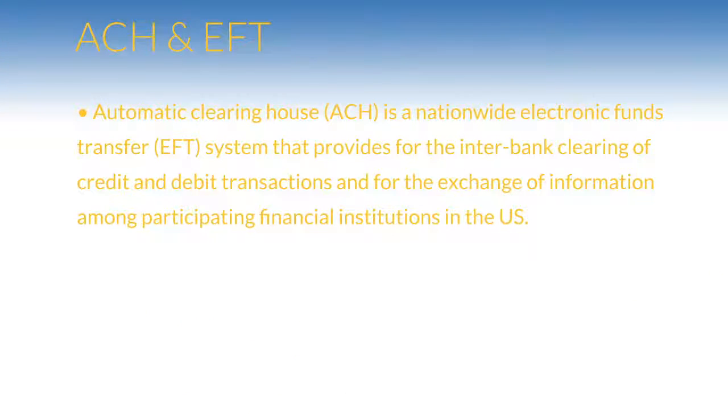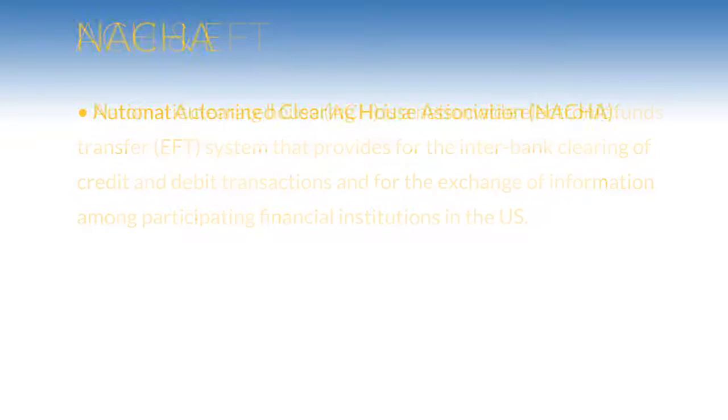We are going to show you how to set up your bank records in PrintBoss for ACH processing. Automatic Clearinghouse, ACH, is a nationwide electronic funds transfer, an EFT, system that provides for the interbank clearing of credit and debit transactions and for the exchange of information among participating financial institutions in the U.S. Direct paycheck deposits and debit card purchases are two examples of electronic fund transfers that go through this network.